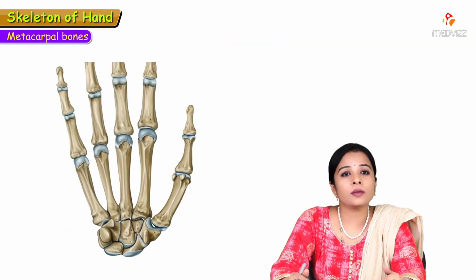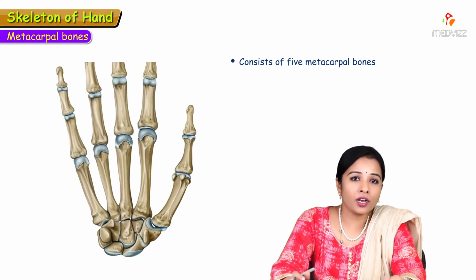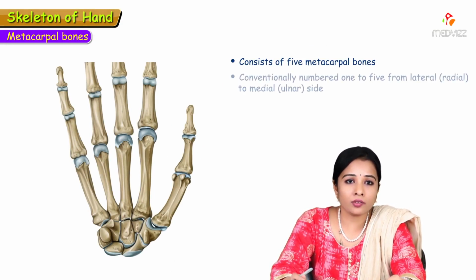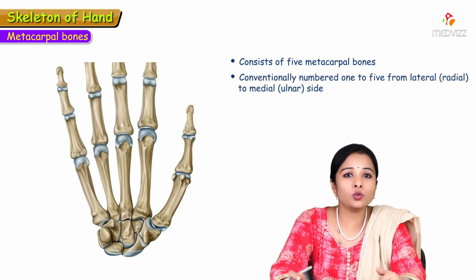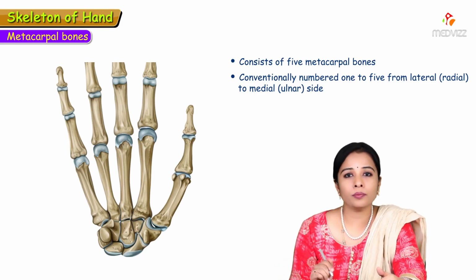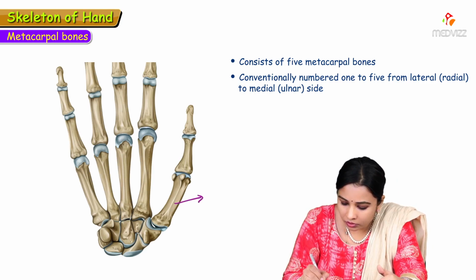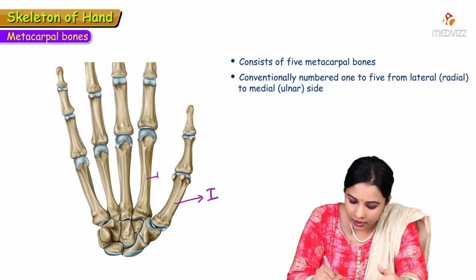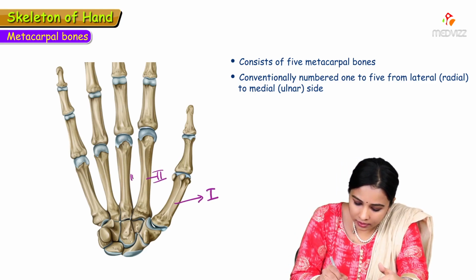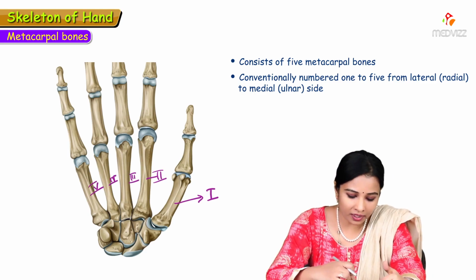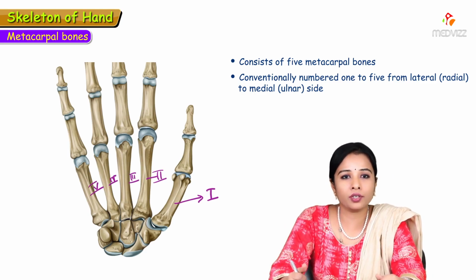So next, we shall talk about metacarpal bones. The metacarpus consists of 5 metacarpal bones. They are conventionally numbered 1 to 5 from lateral to medial. So the lateral most is below the thumb. So this is the first metacarpal, second, third, fourth and fifth metacarpal bone. Fifth metacarpal is present below the little finger.